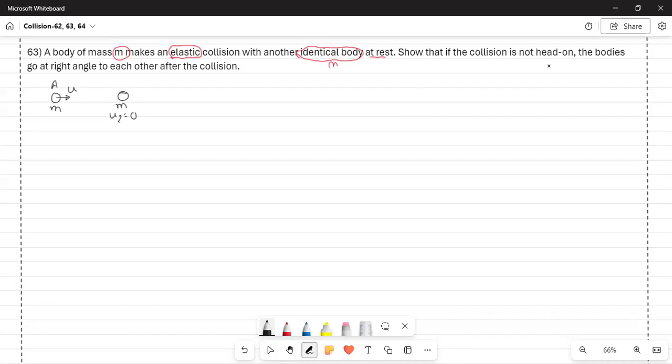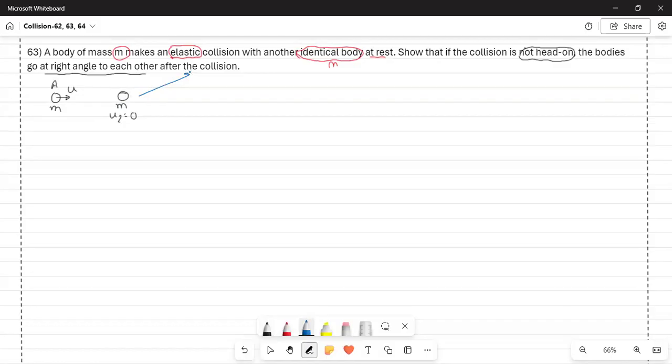Show that if the collision is not head on, the bodies will go at a right angle to each other. Now, after collision, these two bodies deflect into different directions, right?